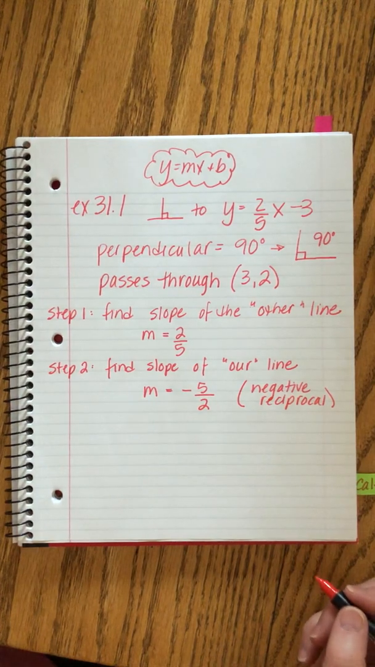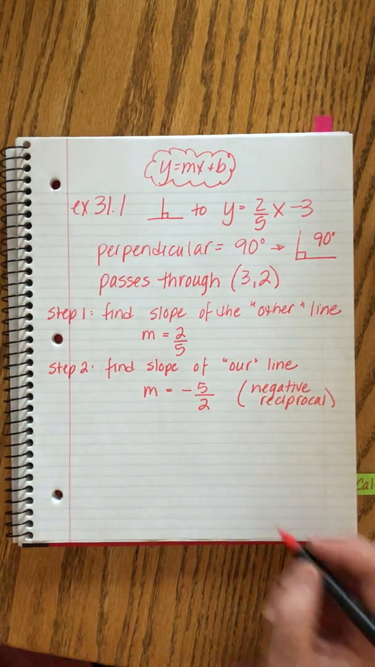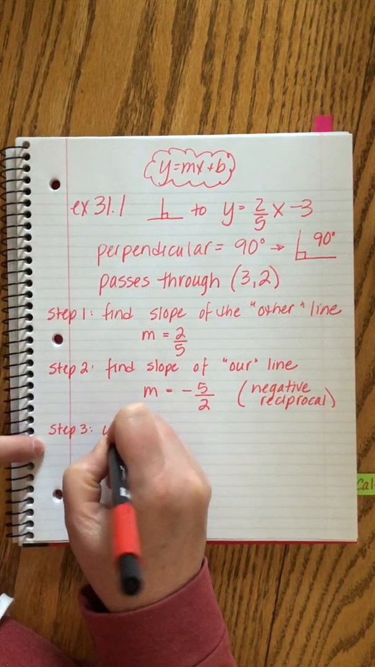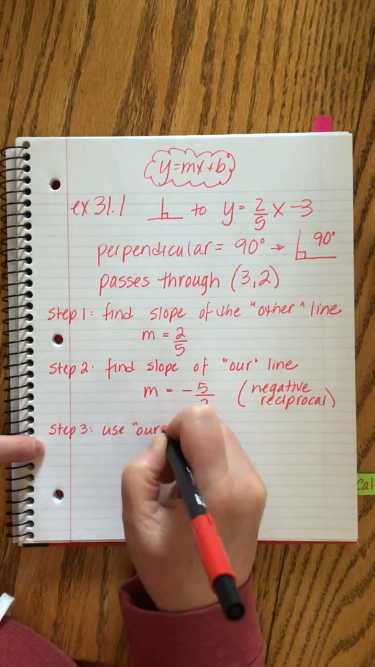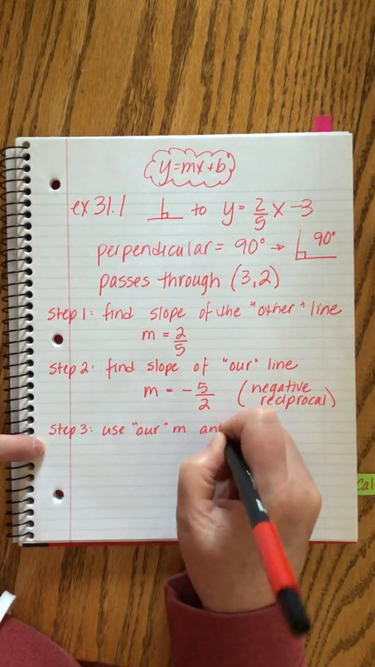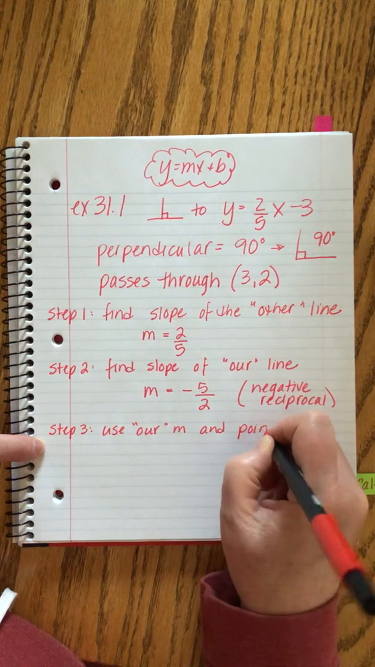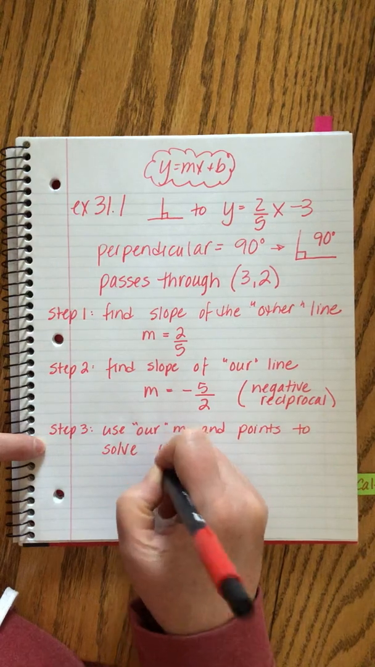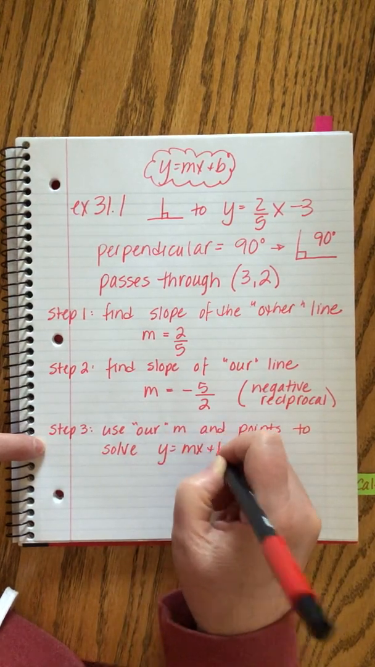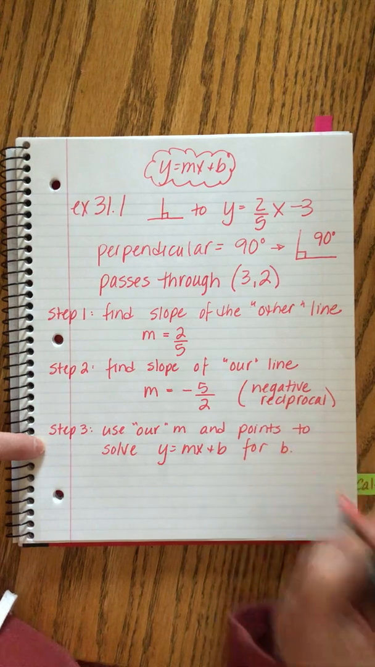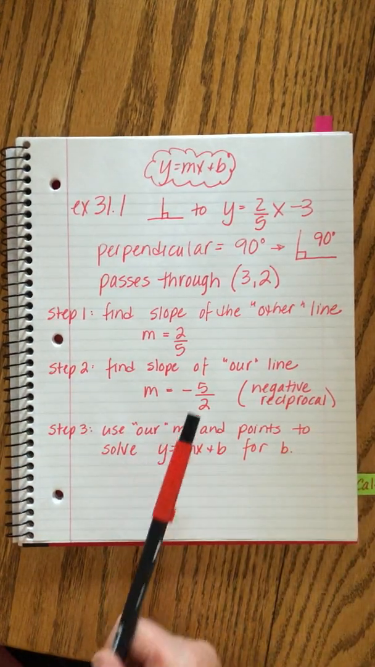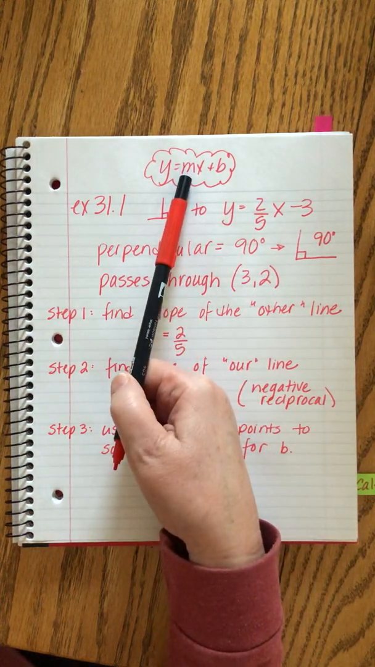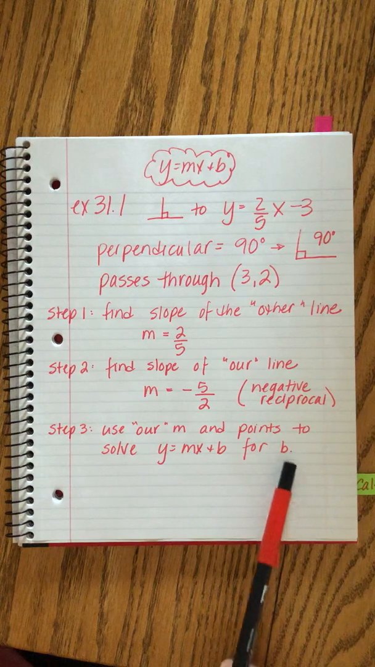That was easy enough, right? And so our final step, we use our m and the points. Okay, we're going to use our slope and the points that were given. We're going to plug them into y equals mx plus b, and that will allow us to solve for b.